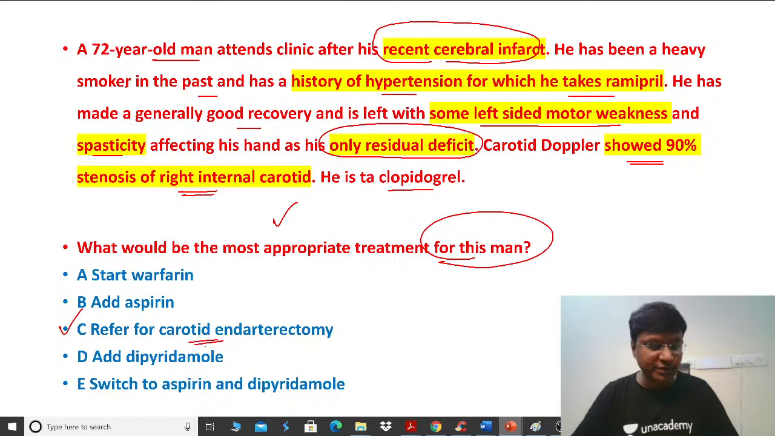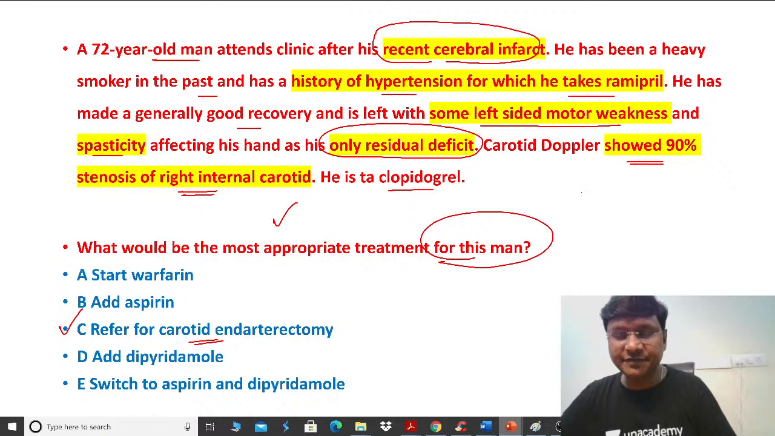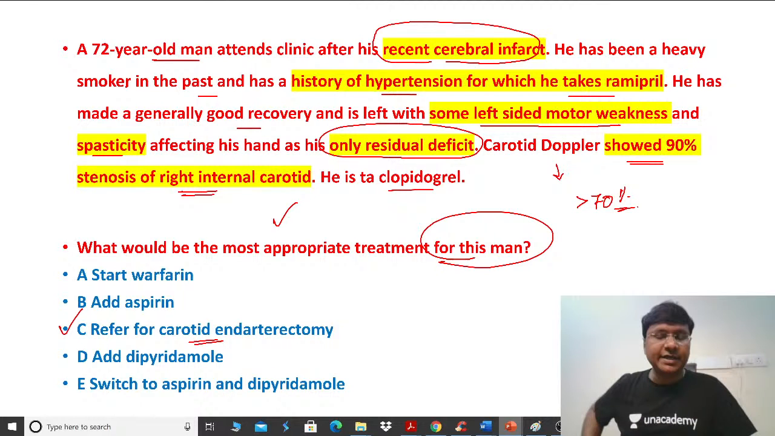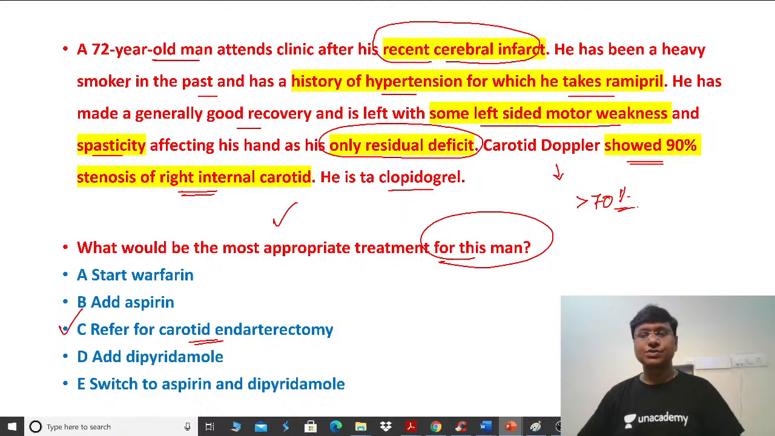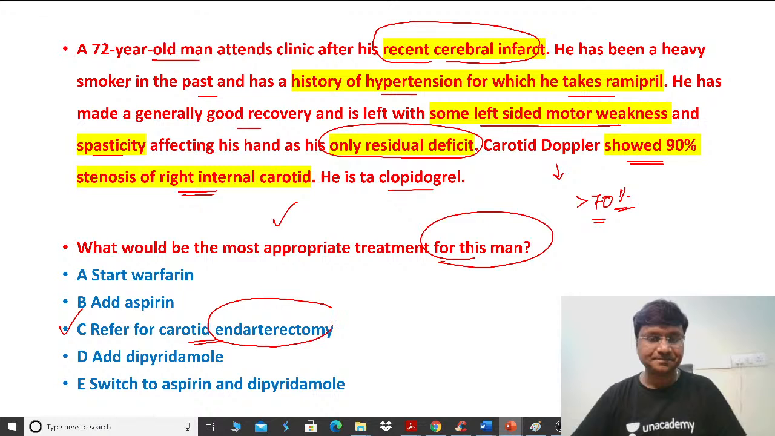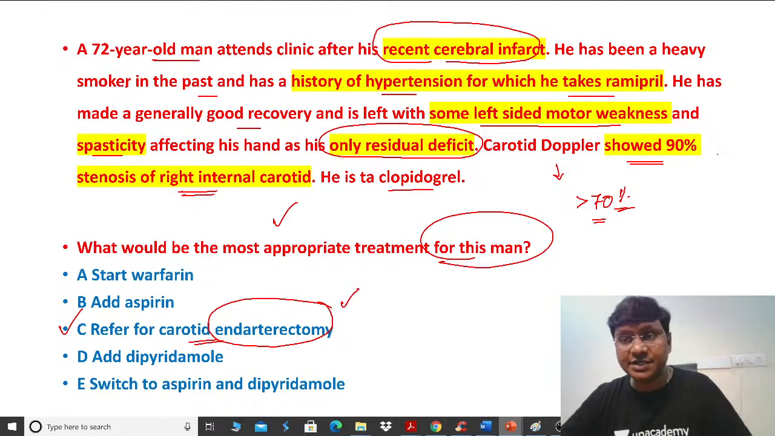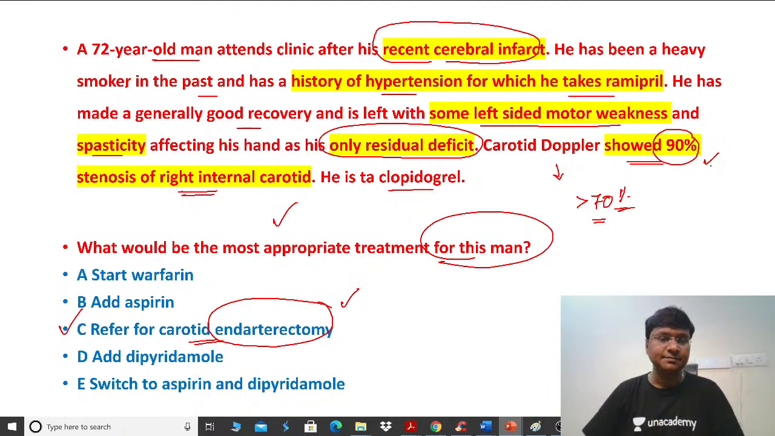Very good, Nidish Goel. So, if the carotid artery is stenosed more than 70%, that is an indication for carotid endarterectomy. Now our patient is having a carotid artery stenosis of almost 90%, and that is the reason why this particular patient has to definitely undergo carotid endarterectomy.